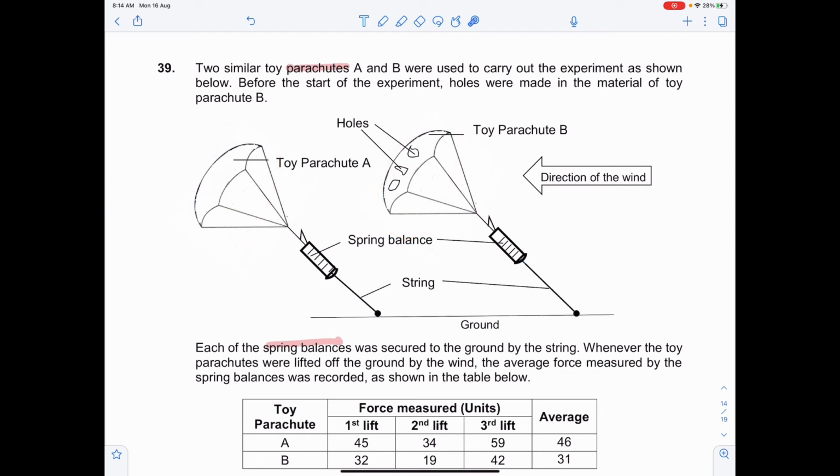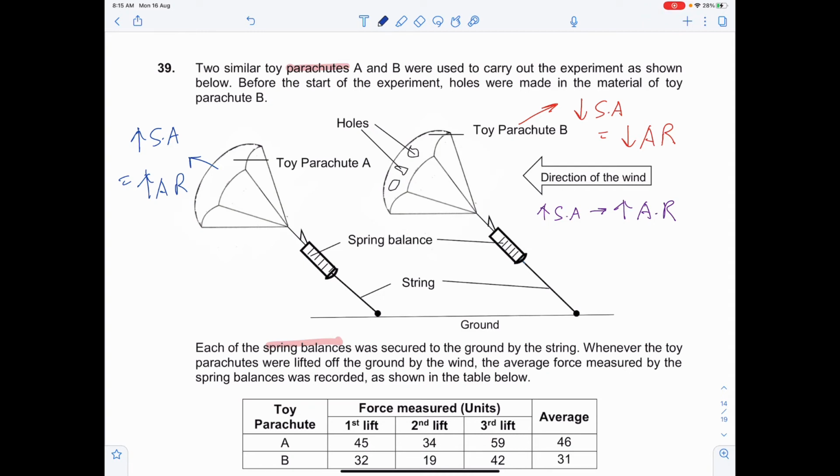Correct? Because the greater the surface area exposed to the wind or to your air, the greater the air resistance. So right off the top, I already know that parachute toy B probably has lesser surface area, which results in lesser air resistance experienced as compared to A, which has more surface area, which results in more air resistance.